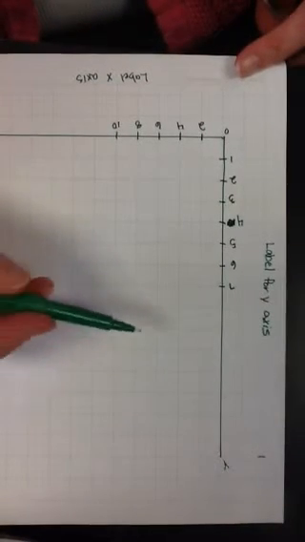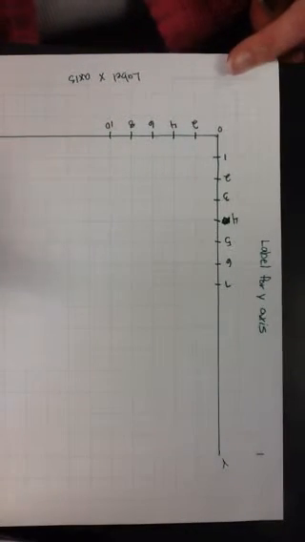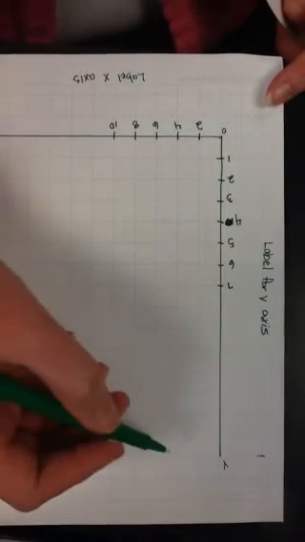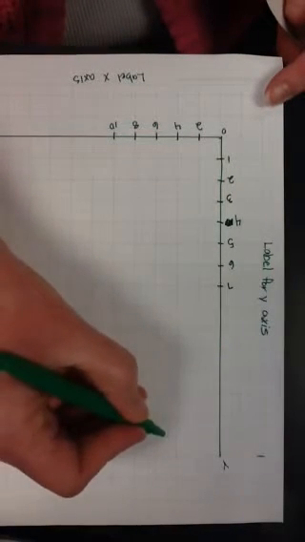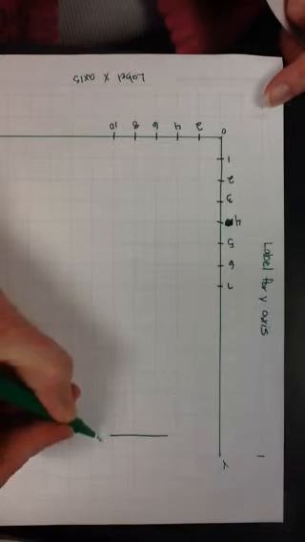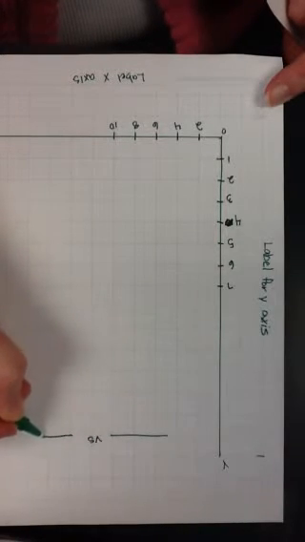Then when you are finished with that, you want to label and get a title. So your title would be y versus x.